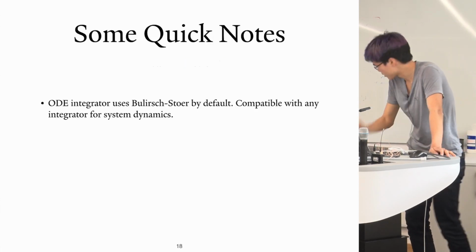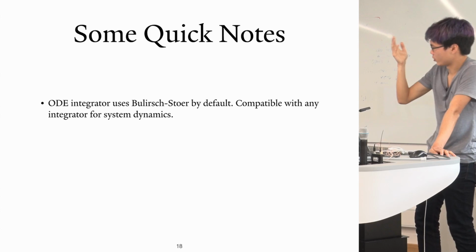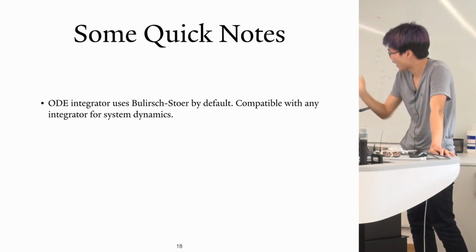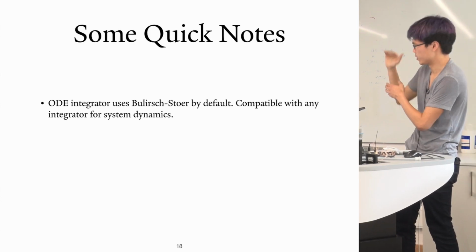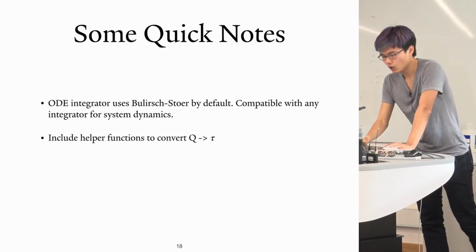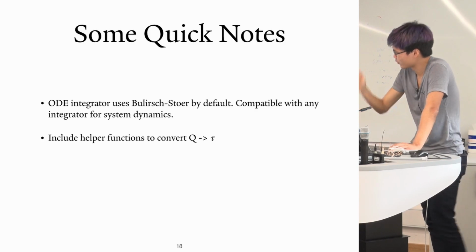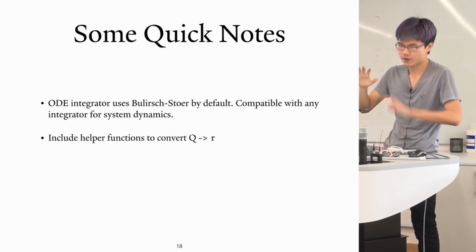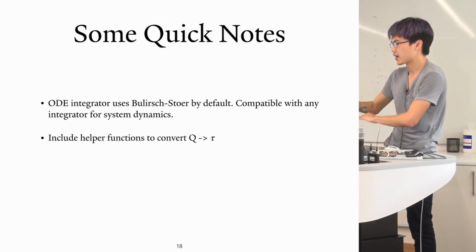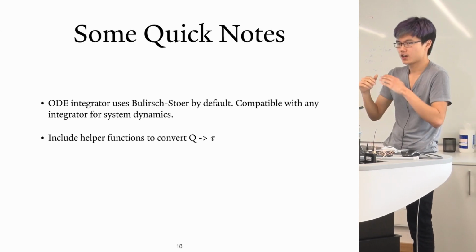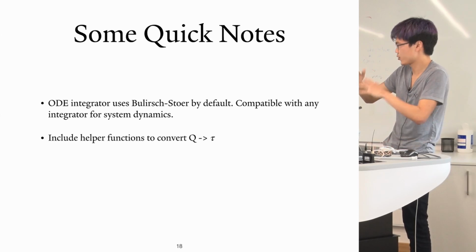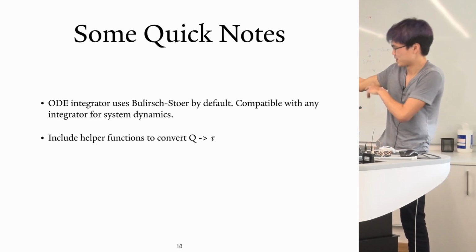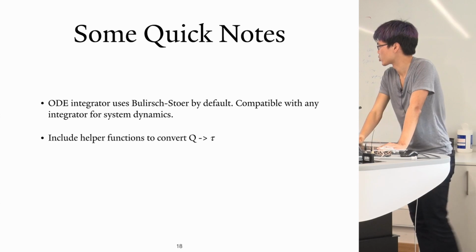So some quick notes. The ODE integrator uses a Bulirsch-Stoer integrator by default. It's compatible with any other integrator for the system dynamics, but the spin vector integration uses BS. We include some helper functions to convert Q to tau. So everything in our code on the back end uses tau as the parameter of choice. If you only know Q for your bodies, we do provide some helper functions to, under the hood, use Q instead of tau in the equations of motion.